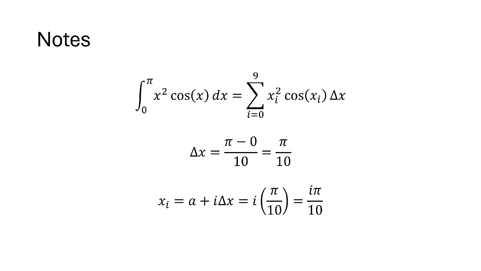And x sub I is equal to the left endpoint of the interval plus I times delta x. Our left endpoint of our interval is 0, and our counter starts from 0 and goes up to 9. So we have pi I divided by 10 going from 0 to 9.